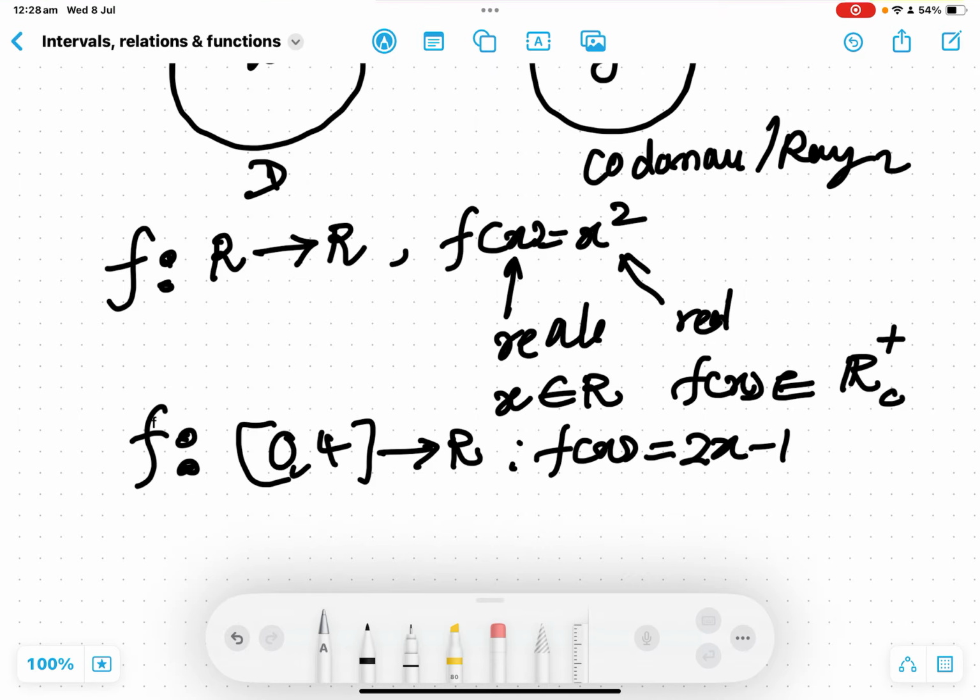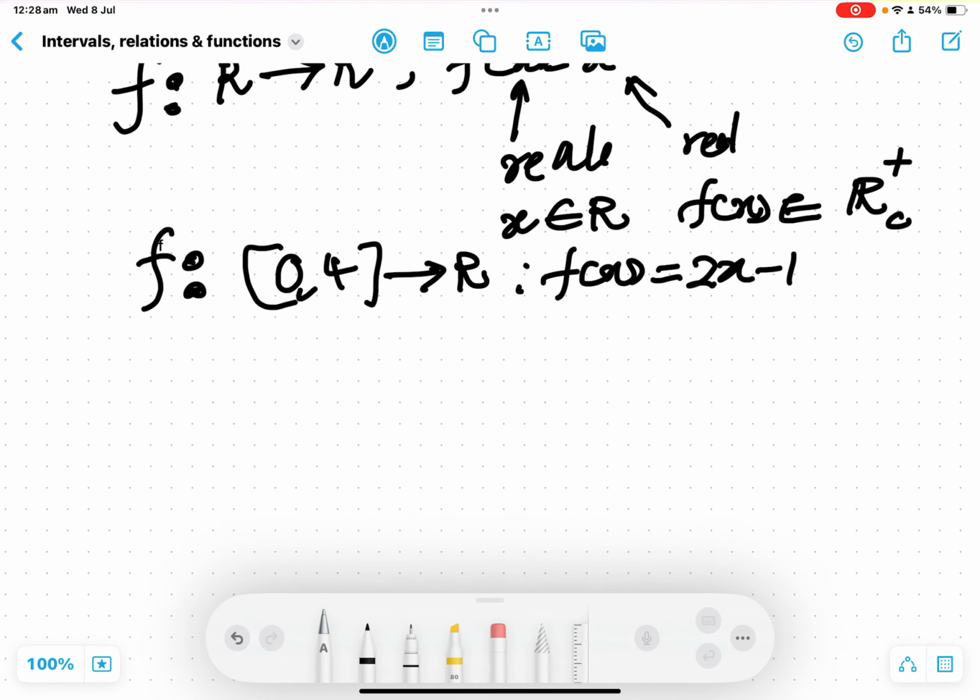There's another thing we need to talk about, domain and codomain. So the codomain is the set that contains all the elements of the function f of x. But if it is range, it can contain more than the codomain or the images.